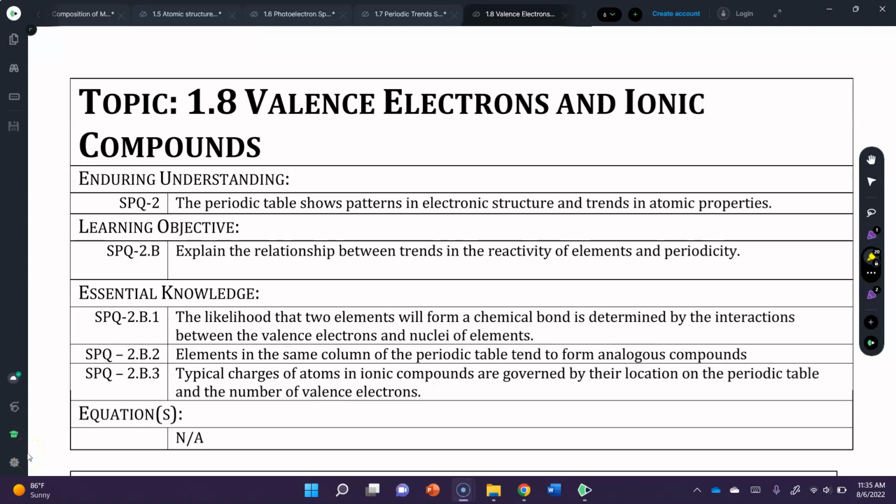Hello everyone, welcome to topic 1.8, valence electrons and ionic compounds. This is going to be a fairly short set of notes, so yay!